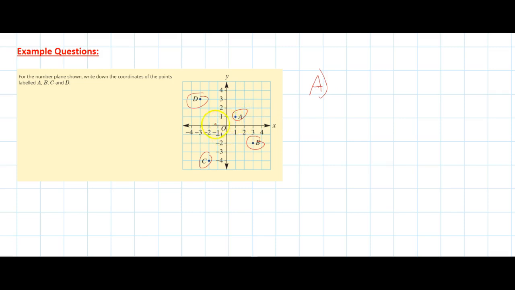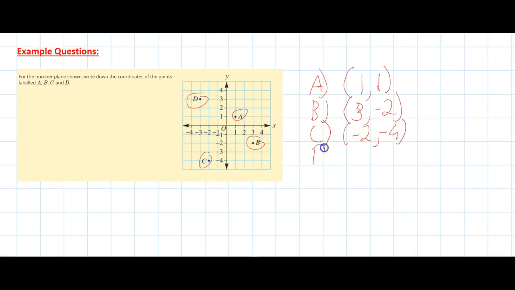If we focus on A, I'm going to start on the x. My x value is 1, and my y value is also 1, so I write that down using brackets. For B, x first, which is positive 3, and then the y is negative 2. For C, again I start on the x-axis, so it is negative 2. I go across first, then down to negative 4.